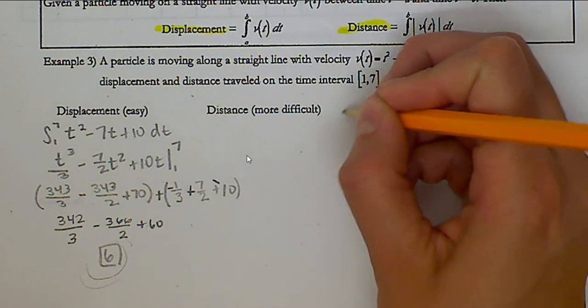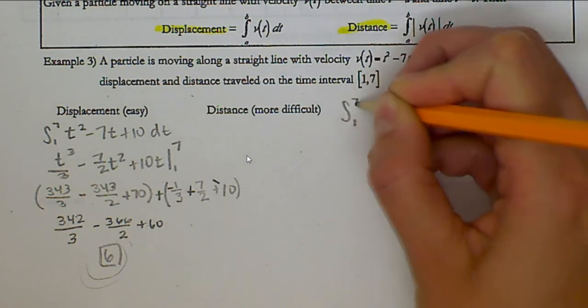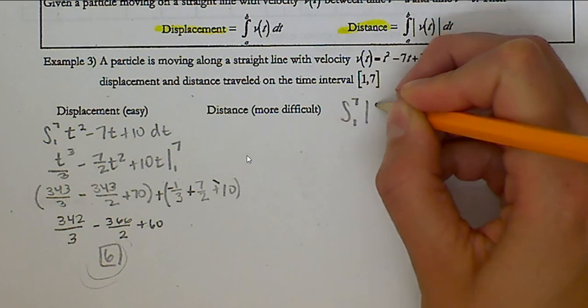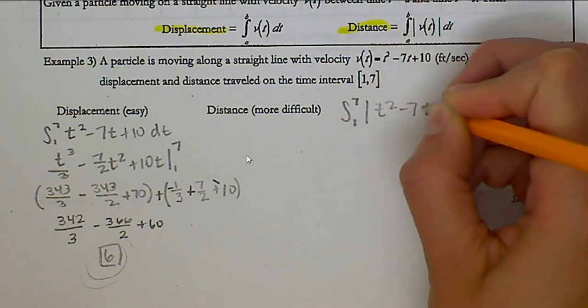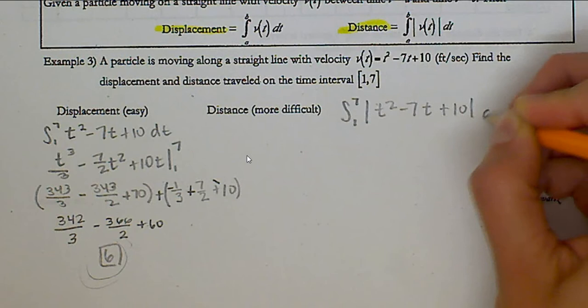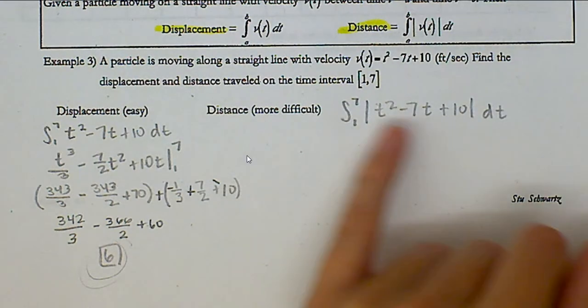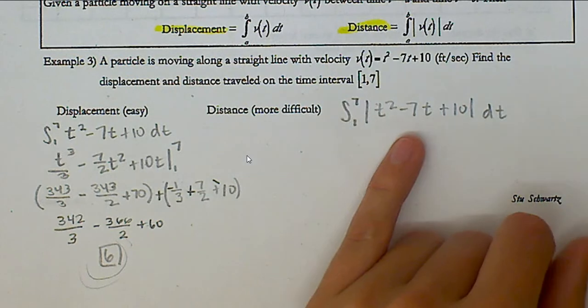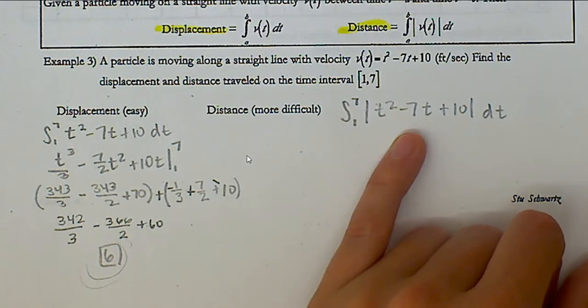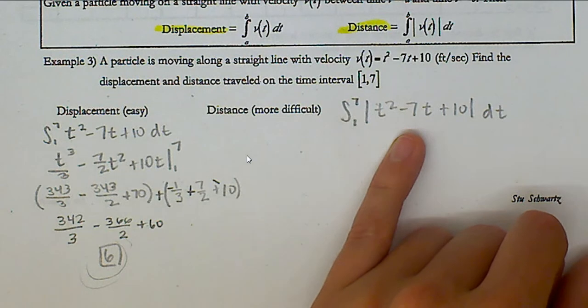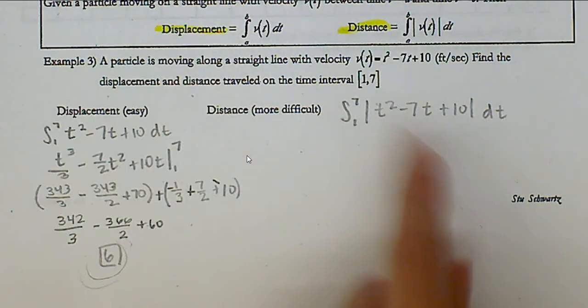So distance, I'm still going from 1 to 7, but I would need to take the absolute value of t squared minus 7t plus 10 dt. Okay. If you do not have a calculator, there's an algebraic technique that you can use to solve absolute values. Basically, you need to break up the function into the parts for which it's positive and the parts for which it's negative. So I'll show you what that means.